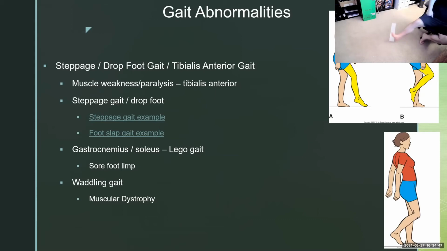So foot slap is the one thing. You'll know the problem is tibialis anterior if you hear it when they plant down. Because what happens is that foot hits heel strike and there's no control and it just slaps down. Slaps down, drop foot. And so that's a problem. That's why they're doing that steppage gait, to clear that foot.